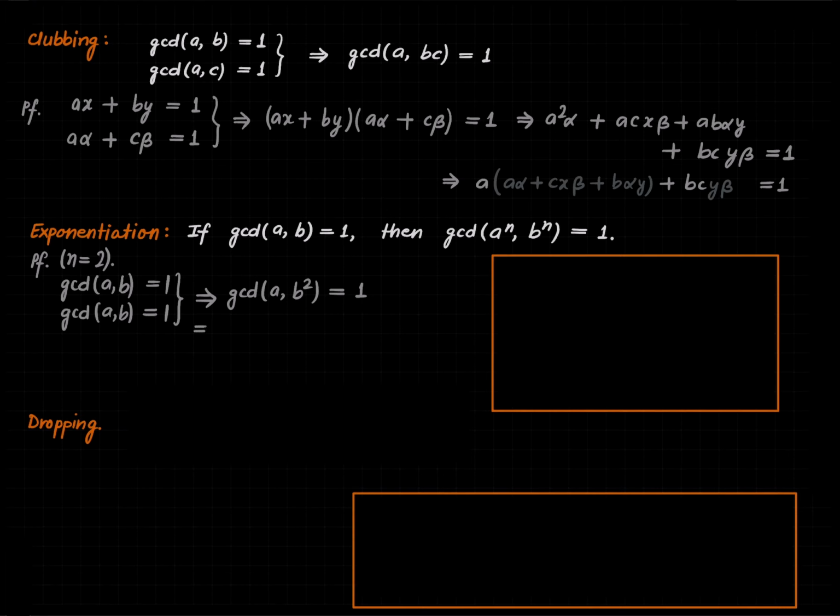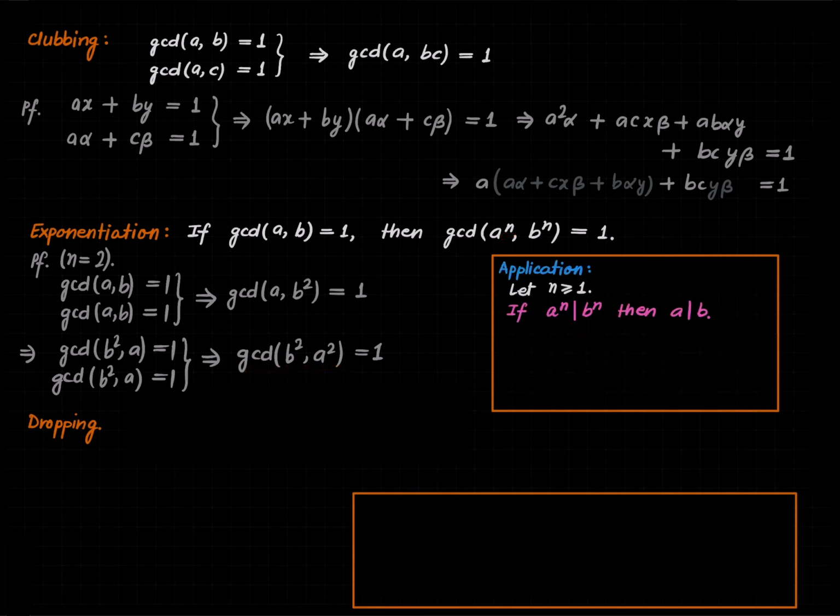But I will write it like this. I'll do it one more time. So GCD of B square and A is 1. I've just rewritten it in this way. And GCD of B square and A is 1. Written the same thing twice, and applying the clubbing property, we get GCD of B square and A square is 1. And that's it. So that proves it for n equals 2, but you can extend this reasoning for any n. That's great. And let's see an application.